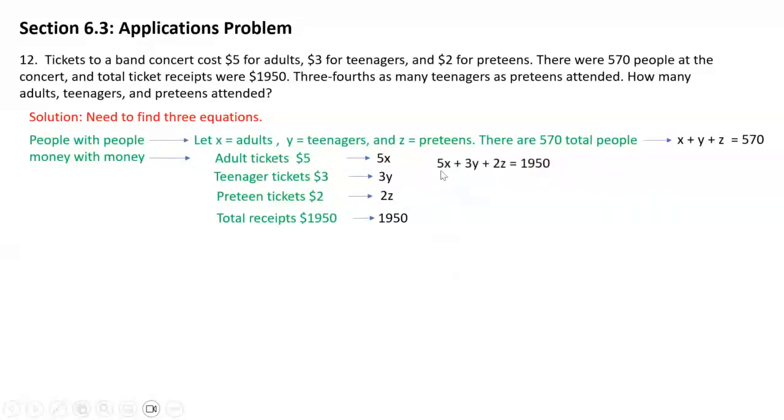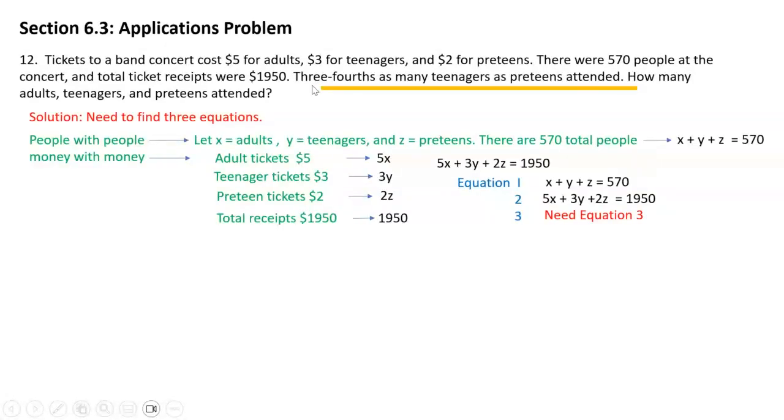So there's my second equation: 5x plus 3y plus 2z equals 1950. Now we need equation number 3. Okay, how do we get that? Because the second to the last sentence gives us a key for equation number 3: 3/4 as many teenagers. It says 3/4 as many teenagers as preteens attended.